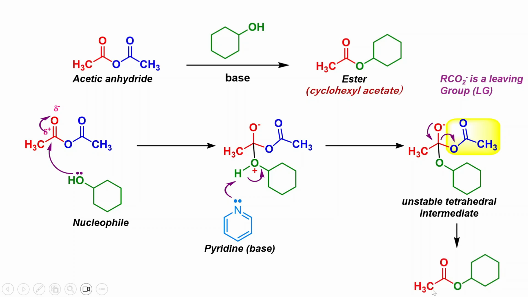Finally, you will generate your final product, that is the ester, cyclohexyl acetate. Why are these tetrahedral intermediates unstable?